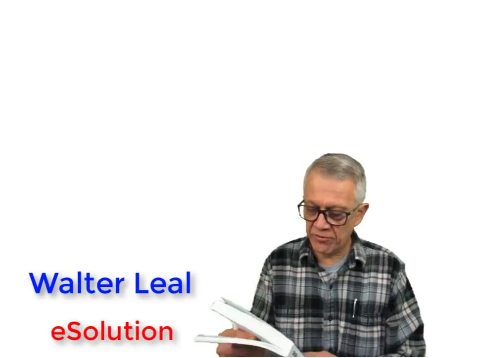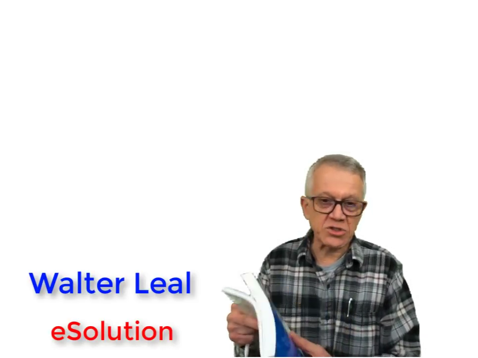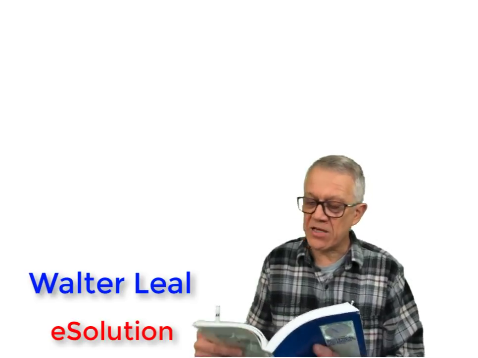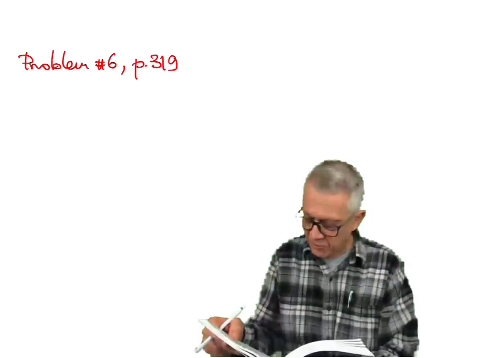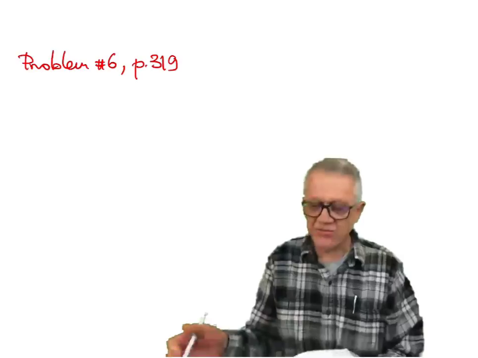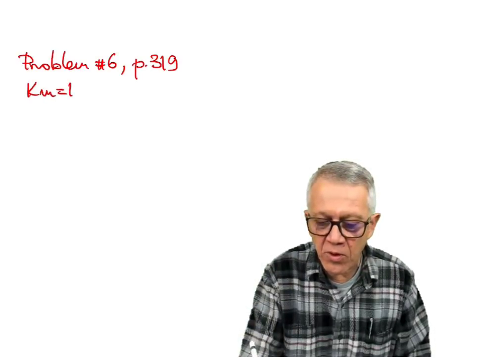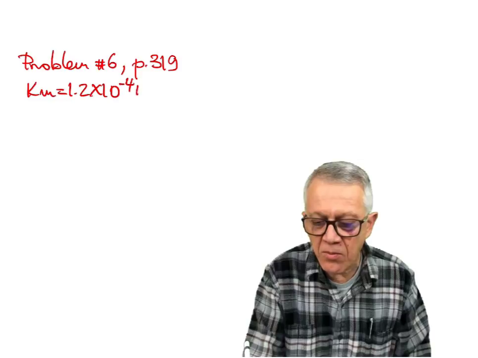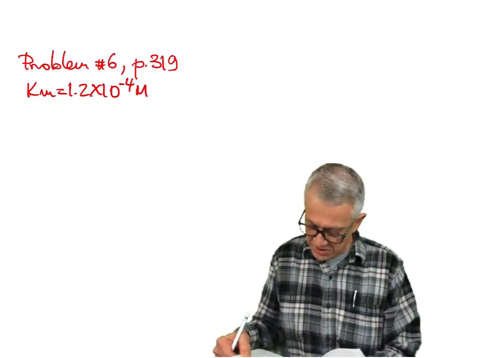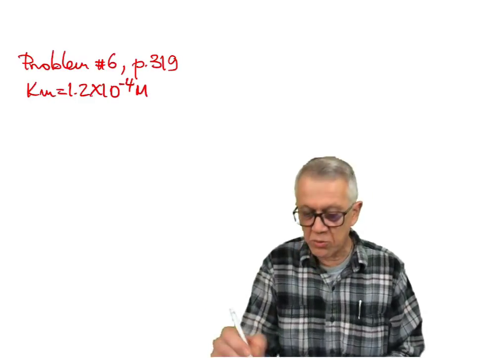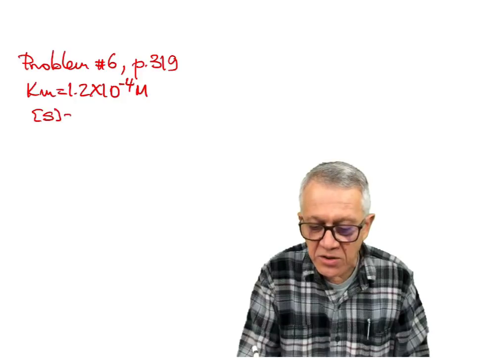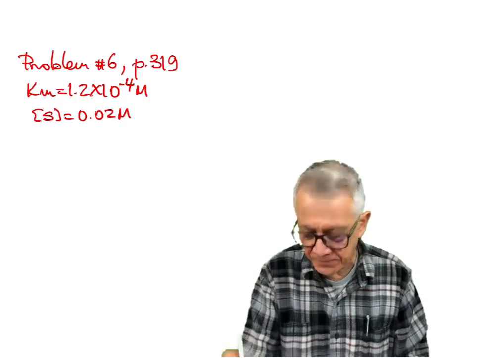This is the eSolution for problem 6 in Segel's biochemical calculations. It's on page 319, problem 6. This problem states that an enzyme with a Km of 1.2 × 10 to the power of negative 4 molar was assayed at an initial substrate concentration of 0.02 molar.